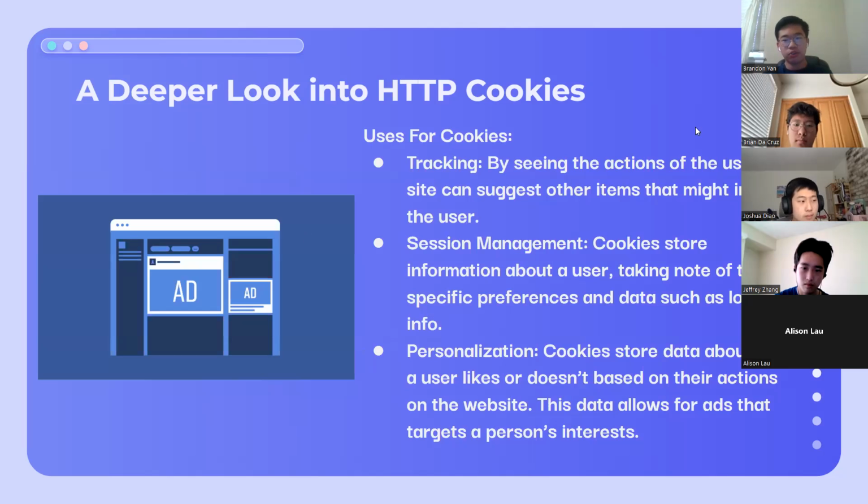And the use cases can be broken down into three main things. If we're talking about tracking, it basically sees, based on their actions, what they might want to see later, such as when you're on a site such as Amazon or any other kind of online shop. When you buy a certain thing, they might suggest other similar things, so you might be inclined to buy those.